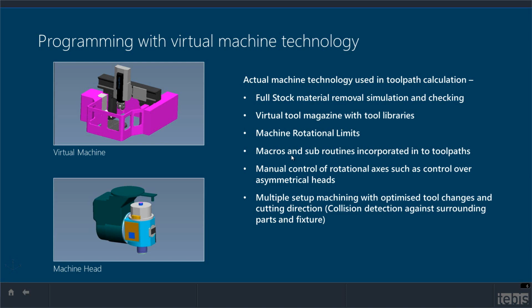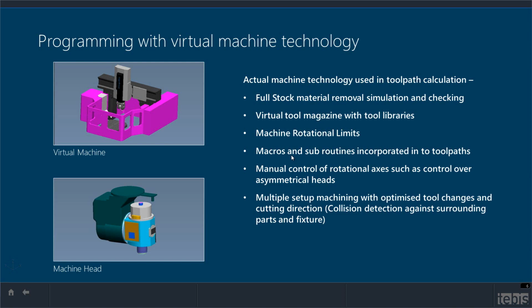And in here, you've got the advantage of having your full stock check for material removal. We're using all of the virtual magazines with your tool libraries, your tool magazines, etc. But importantly, when we're programming, we're using the technology parameters from the machine, the rotational limits from the head or the machine tables, and Tebis is not going to give you a toolpath which in reality cannot be produced. And then on your controllers, maybe there are some special macros and subroutines which can be incorporated in here. Also, things like all of your tool changes, if there are machine head changes, all of this can be controlled within the software.